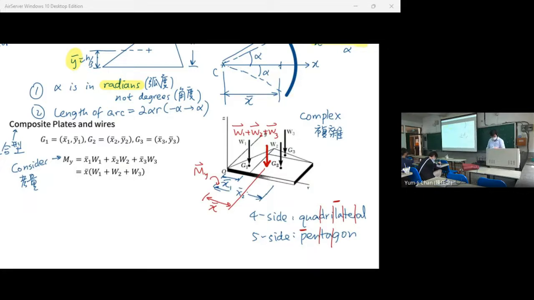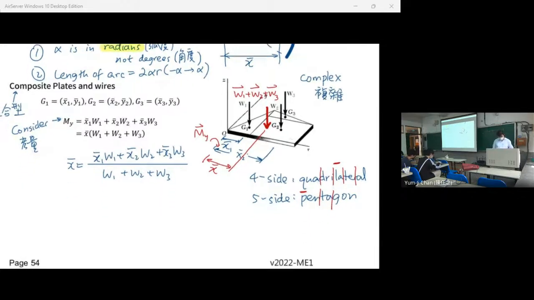Therefore, x bar is equal to x1 bar W1 plus x2 bar W2 plus x3 bar W3, over W1 plus W2 plus W3. So this is equation 5.7 at the bottom of page 240.